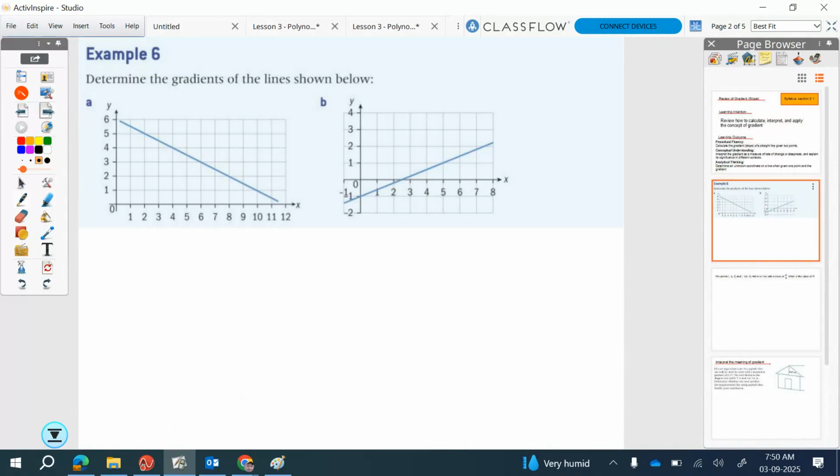Here in this example, we're asked to determine the gradients of the lines shown. There are a couple of techniques and strategies you can use to do this. One of the easiest ways is to look on the line and do a slope triangle.